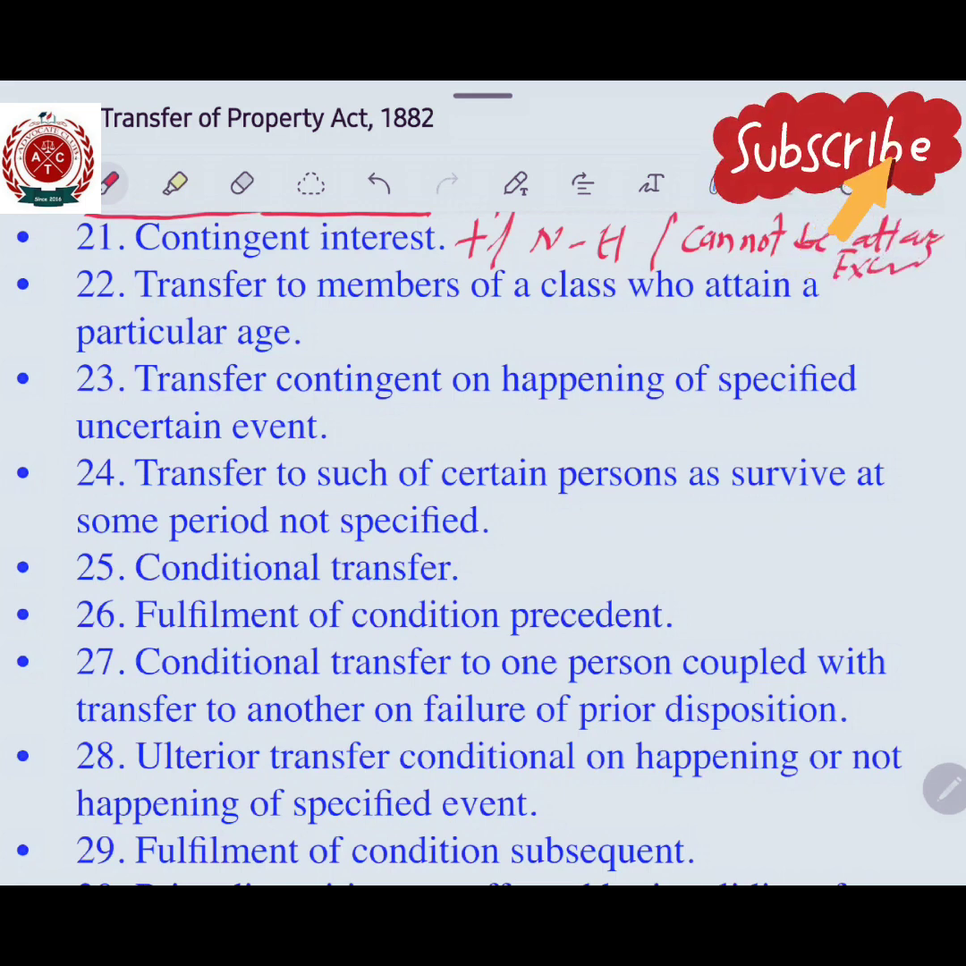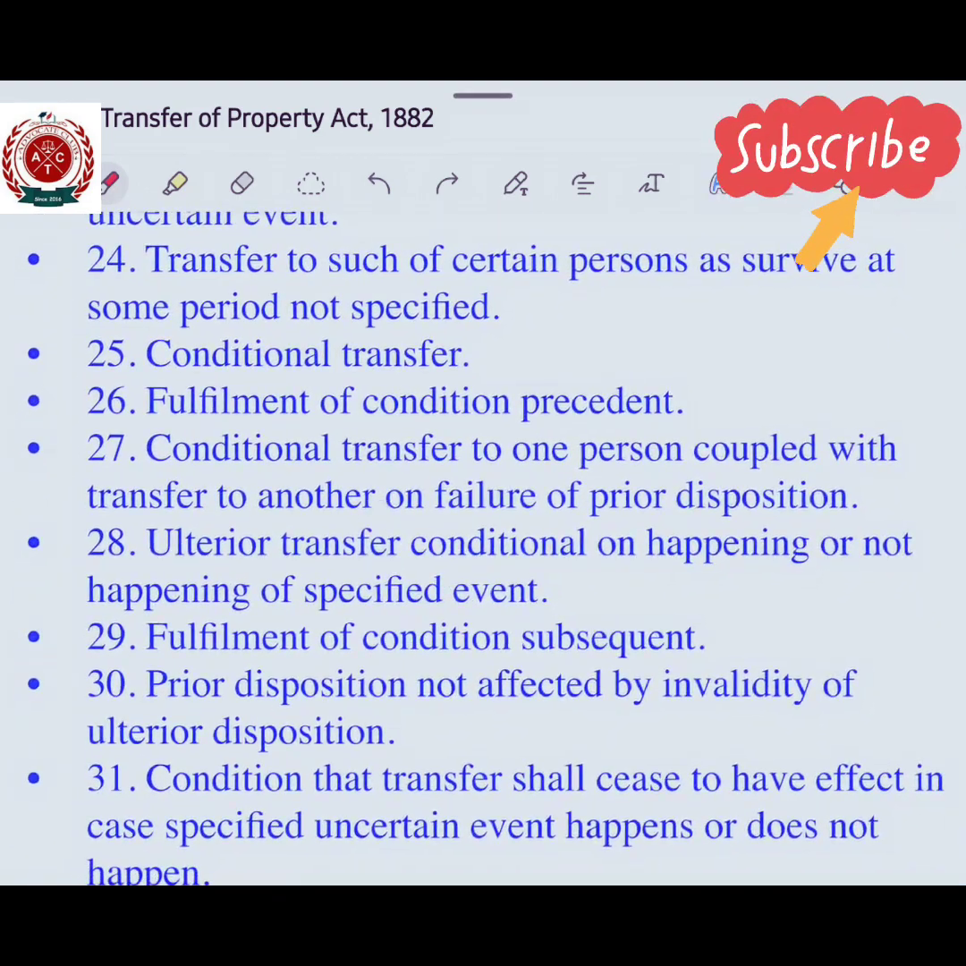Execution proceeding. Further, we have now seen section 25 onward, conditional transfer. We have seen in the bunch of sections 10, 11 and 12, the condition is void and the transfer is valid. But in section 25, the condition and also the transfer both are void. Conditional transfer is where transfer and condition both are void.